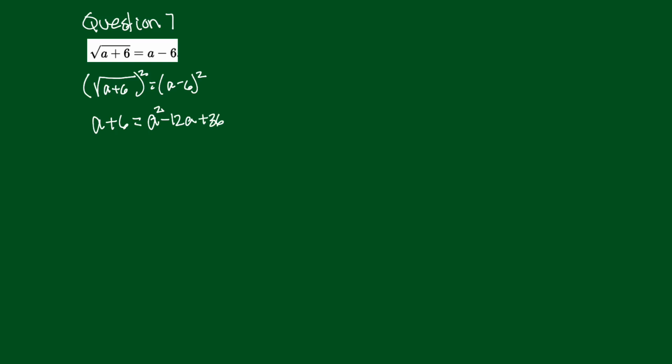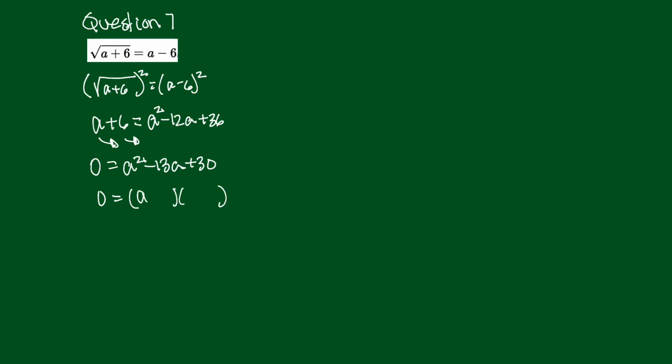Now, I got a quadratic. I'm going to get everything on one side, 0 on the other. I think I'll get everything on the right side, because I already got the square on the right side. So what I'm going to do is subtract the a, subtract the 6. So I'll get 0 over here equals a squared, and then negative 12a minus 13a, and then 36 minus 6 is plus 30. Let's factor.